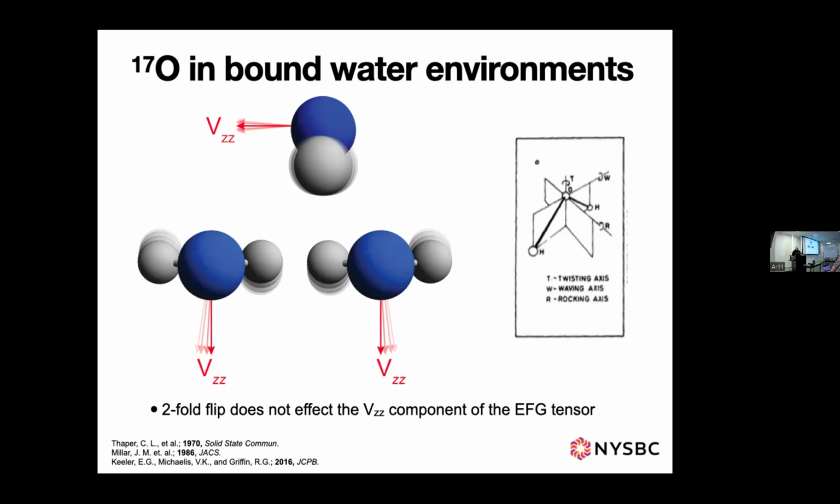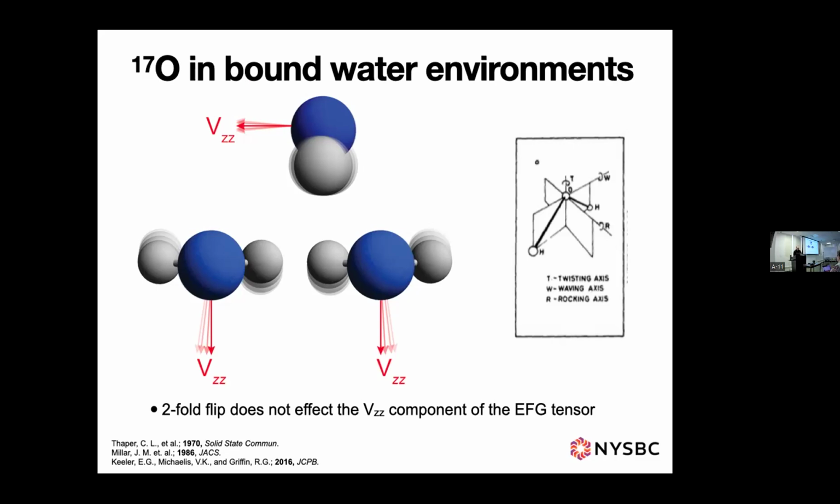But right now we're just saying we've seen a really large change in the quadrupolar coupling that's easily measurable. This asymmetry change is more subtle. It's there, but it doesn't jump out at you. So if you look at these two motions, the waving and the twisting motion, the rocking motion is not going to do anything to the oxygen because it's just rocking about the VZZ axis. So VZZ is just staying right there.